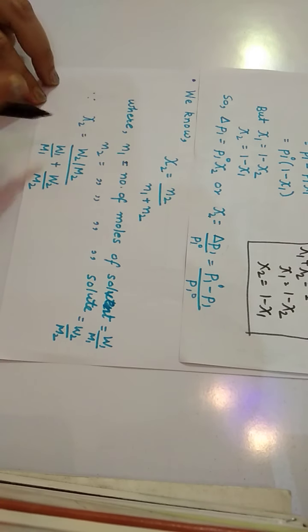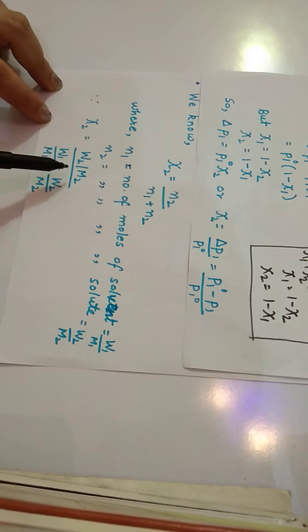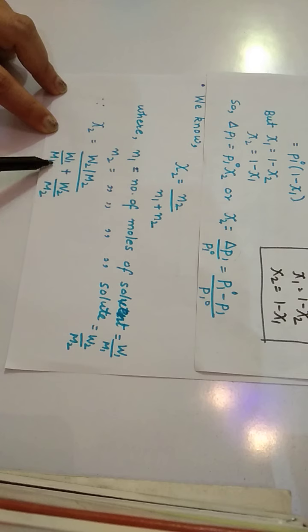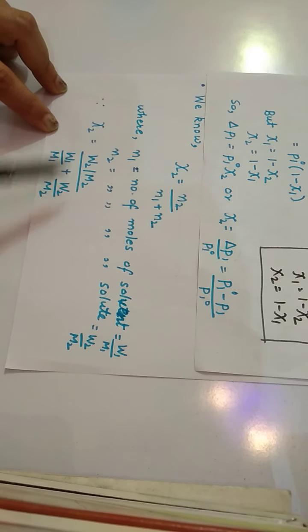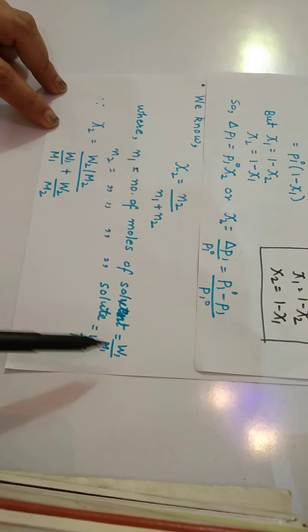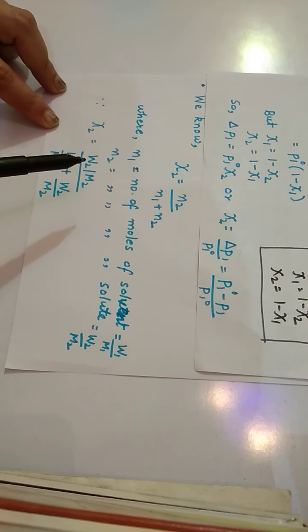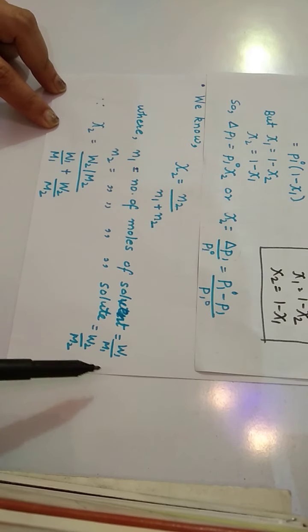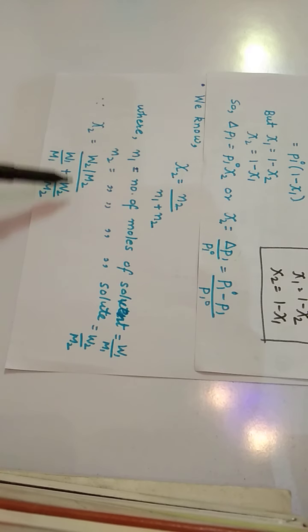So children, X2 came out to be equal to N2 is W2 upon M2 upon N1 is W1 upon M1 plus N2 is, children, W2 upon M2, because number of moles, that is N, is equal to mass in gram divided by molar mass. Mass in gram we have expressed by W and molar mass we express by M. For solvent we take 1, for solute we take 2. So X2 came out to be equal to W2 upon M2 upon W1 upon M1 plus W2 upon M2.